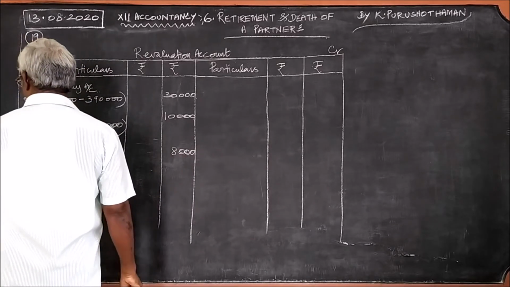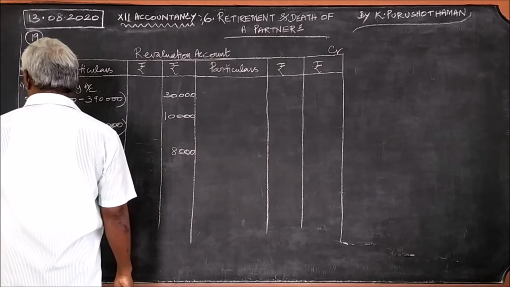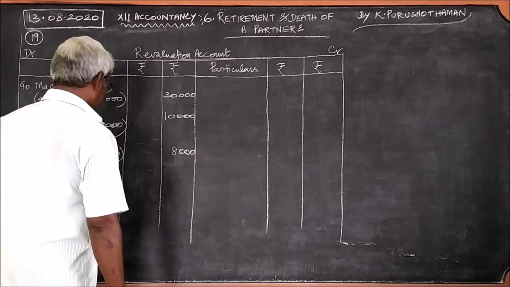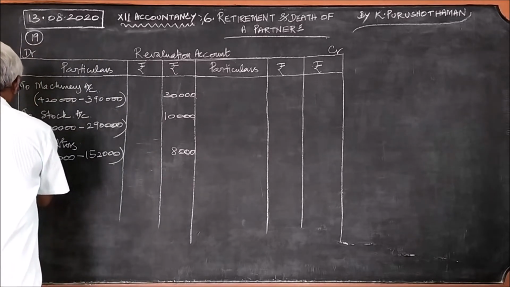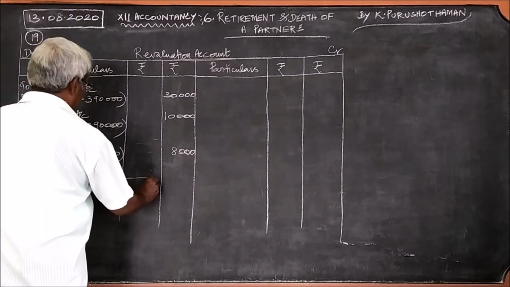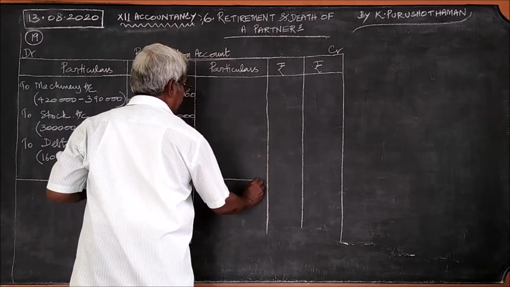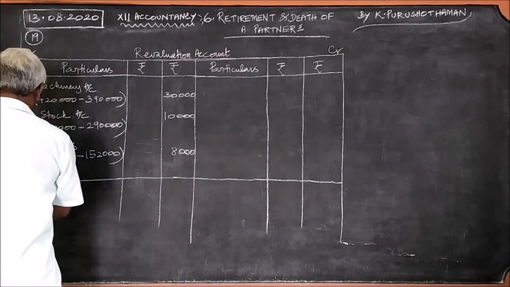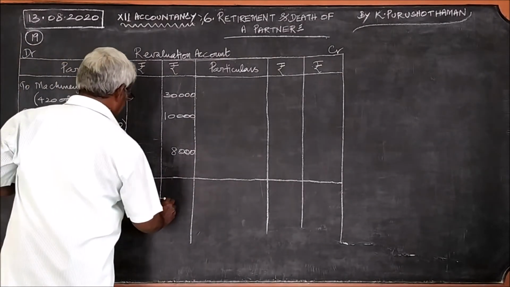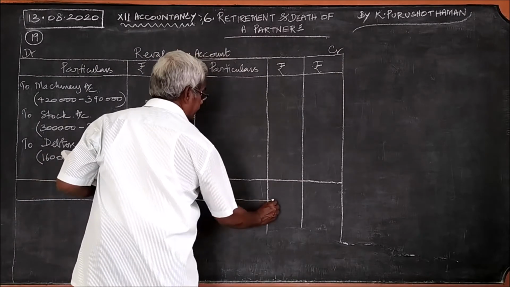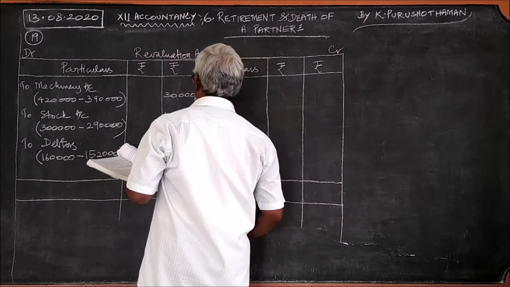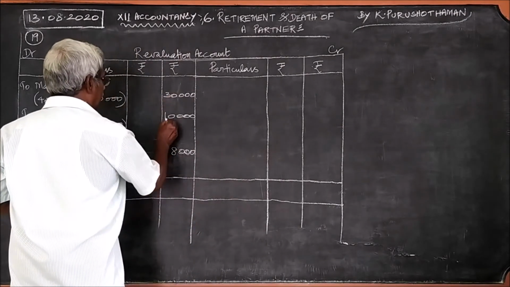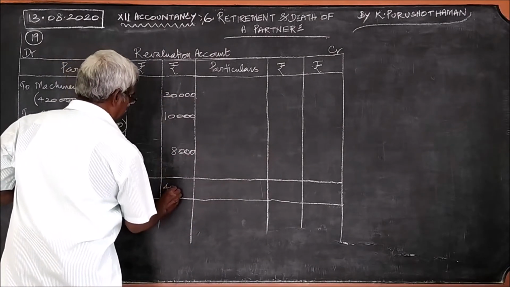Then the last adjustment: goodwill of the firm is valued at 1,20,000. This is connected with the capital account. So only the second adjustment is connected with the revaluation account, from which we can find the profit items and the loss items. So from the second point, we have calculated these three items: 40 plus 8, 48,000.